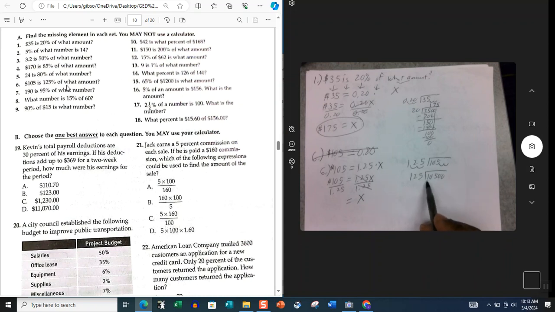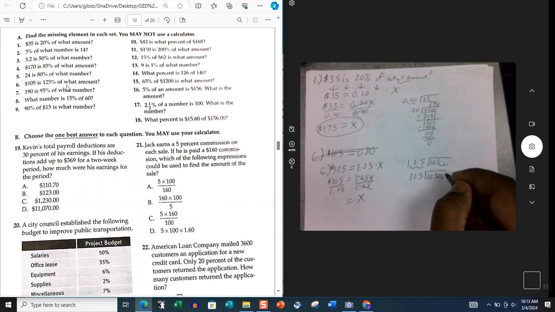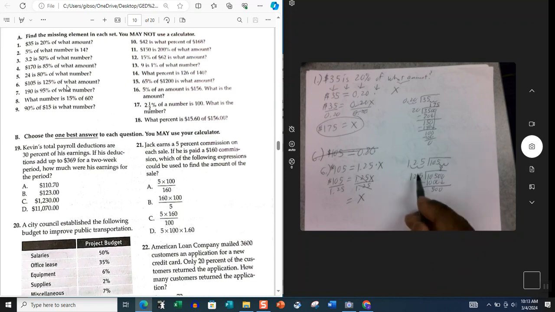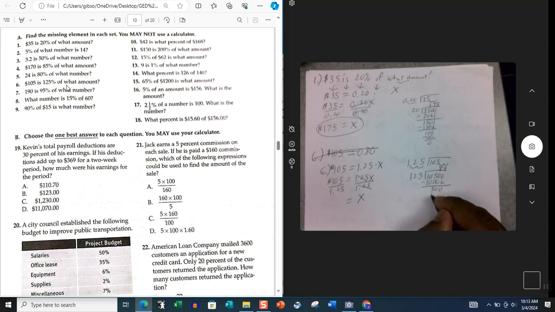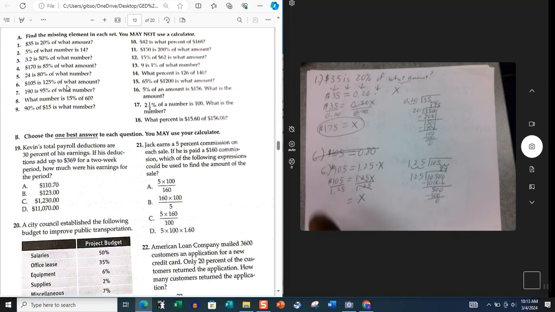So 125 does not go into 1, it does not go into 10, it does not go into 105, but it does go into 1,050. So 125 goes into 1,050 it looks like 8 times. 8 times 125 is 1,000. 1,050 minus 1,000 is 50. And then we'll bring down our 0. 125 goes into 500 4 times. 4 times 125 is 500, and you have nothing remaining. So it'll be $84.